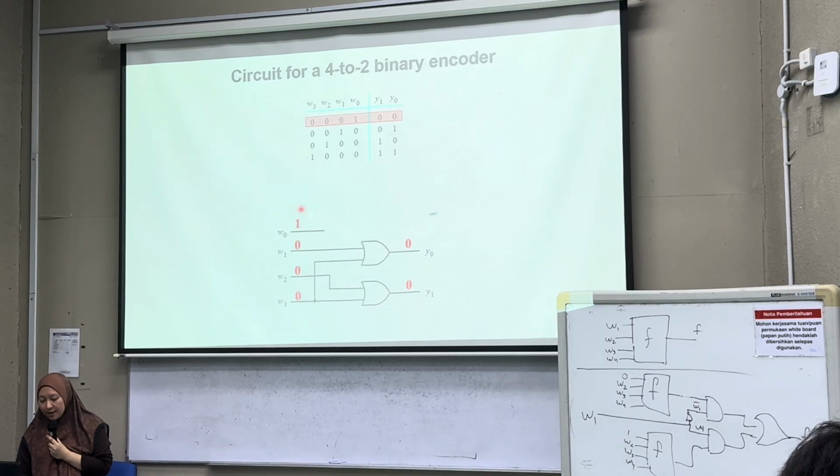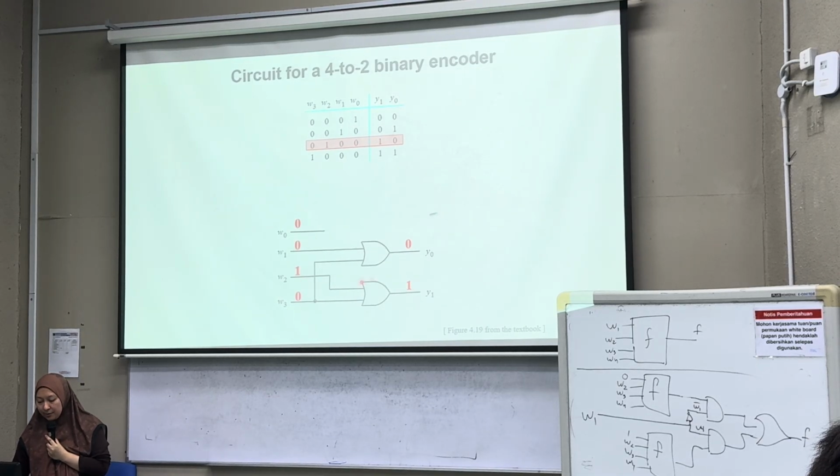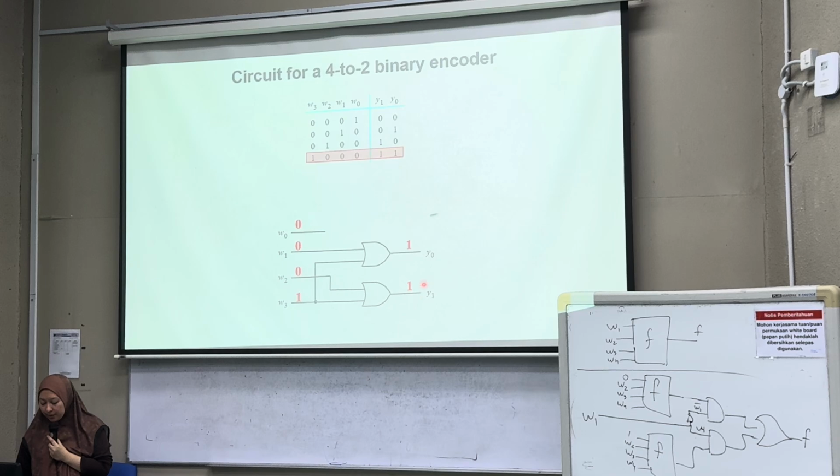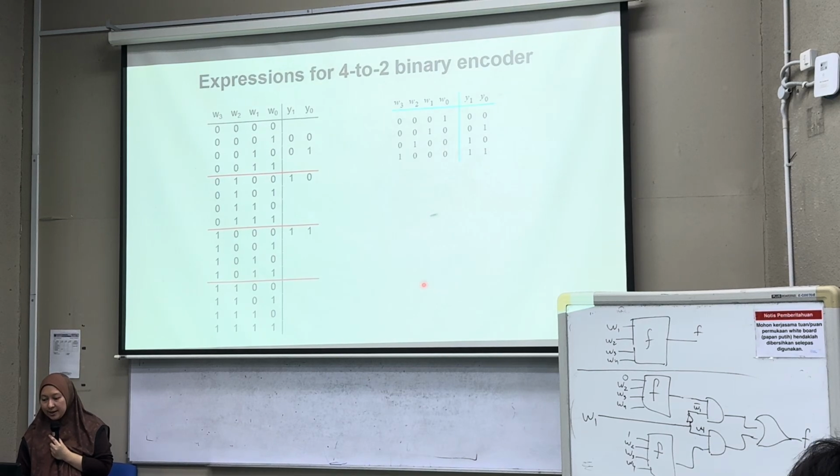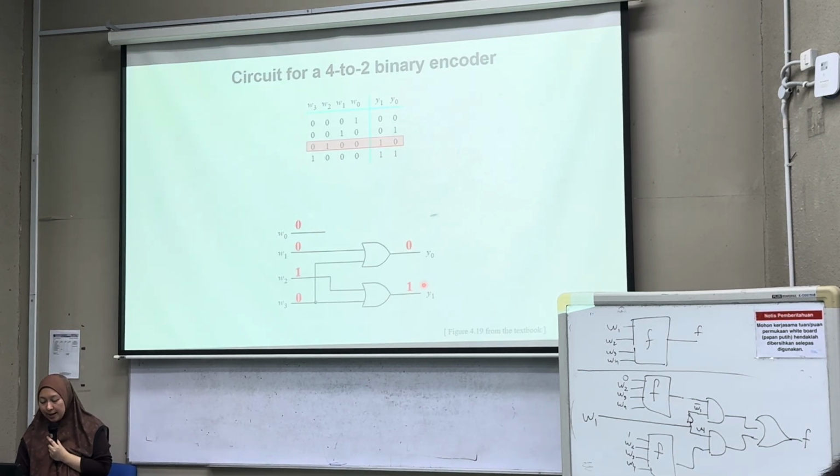So when it's 0, 0, 1, 0, you have an output of 0, 1. When you have 0, 0, 0, 1, you've got an output of 1, 1. These are the expressions for the 4 to 2 binary encoder that I showed you just now.